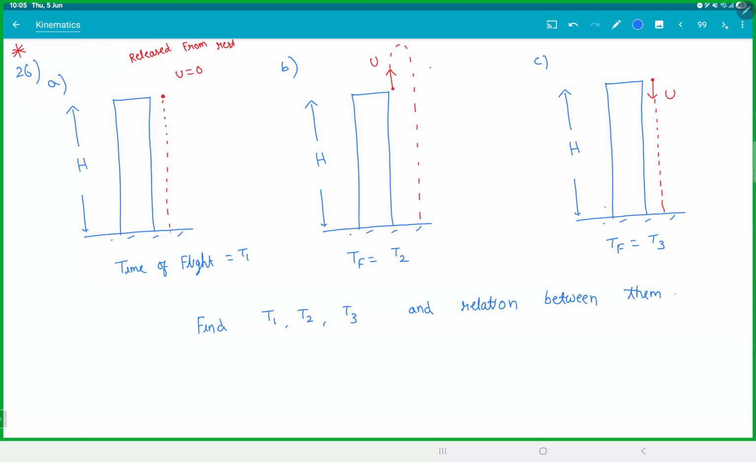No, Siddesh, how is that even possible? Think. Throwing up and throwing down, how can they be the same? Definitely, right? We know throwing down will actually reach faster.